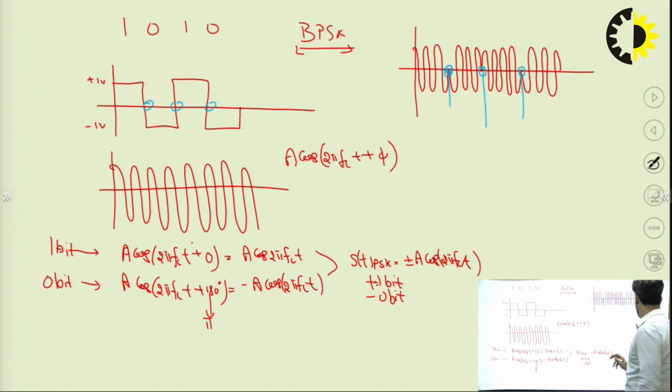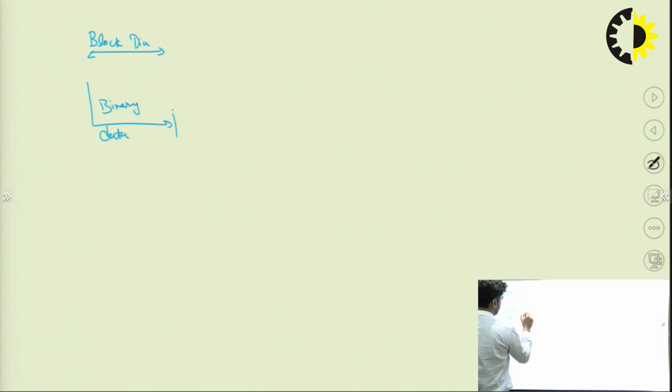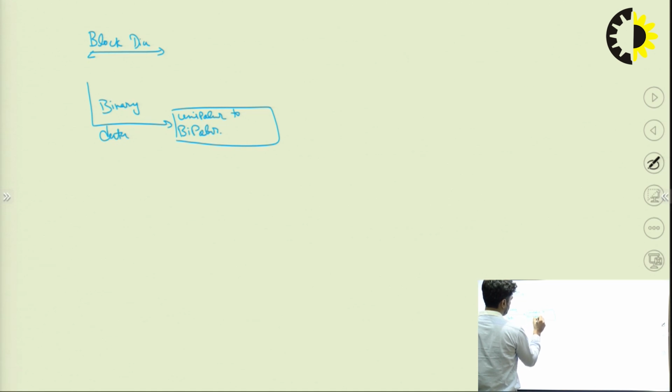Now next is the block diagram of PSK. In the block diagram of PSK, first we have the binary data, then we are converting this binary data from unipolar to bipolar NRZ, that will generate 0 as minus 1 volt and 1 as plus 1 volt.